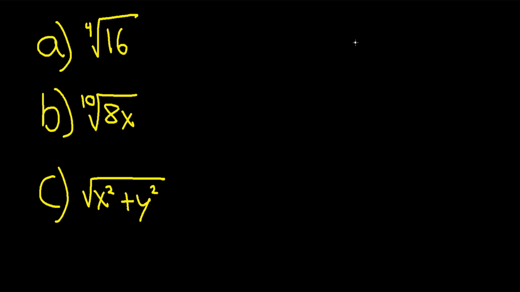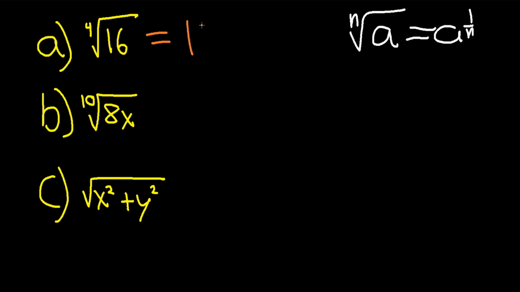To start, let's first again recall that if we have the nth root of a, then that's the same as a to the power of 1 over n. So for a, if n is 4 and 16 is a, then we'll just write it as 16 to the power of 1 over 4. Same idea for b, all we're doing is finding the values of n and a, and substituting them into the formula. Here, n is 10, and a is 8x, so we write it as 8x all to the power of 1 over 10.